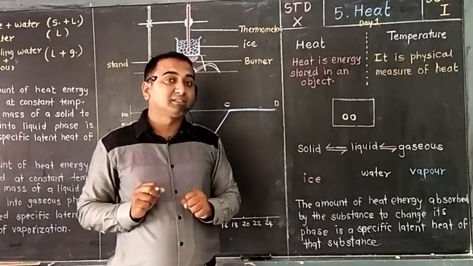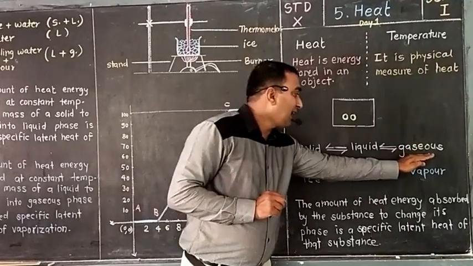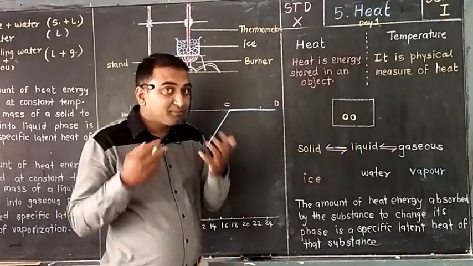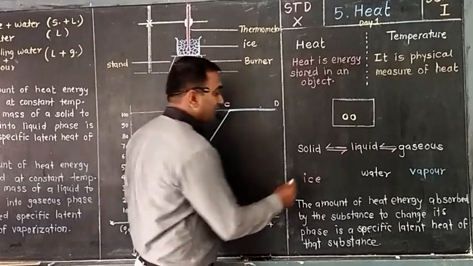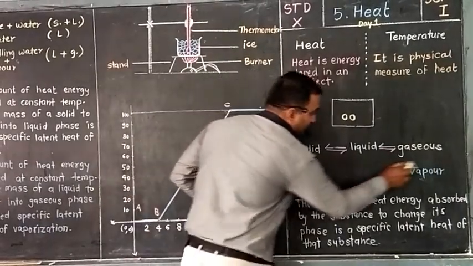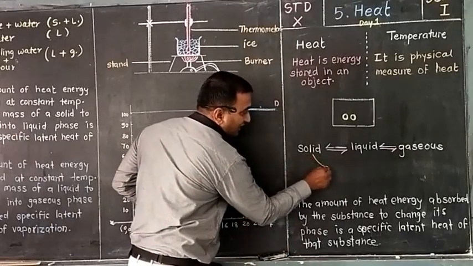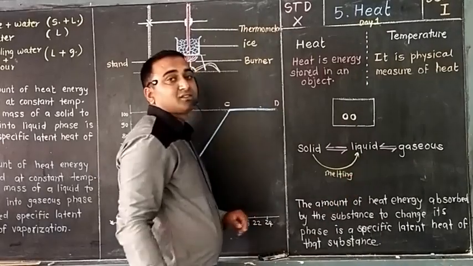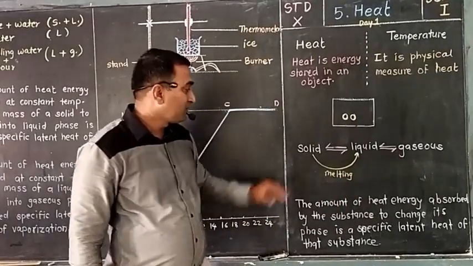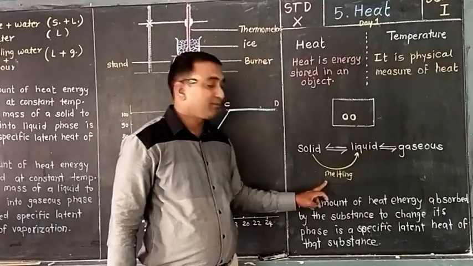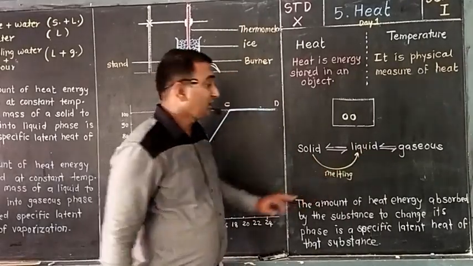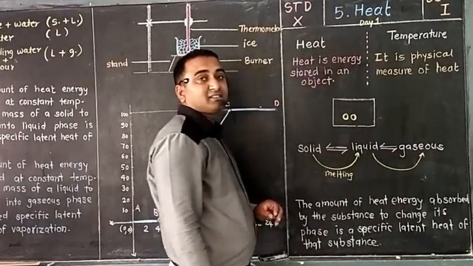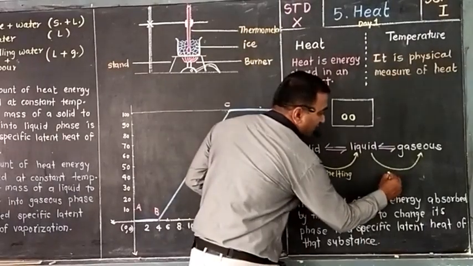Suppose you want to remove heat from that object, then definitely gaseous will convert into liquid and liquid will convert into solid. So what is the process by which solid converts into liquid? See, if you focus on this part, when solid converts into liquid, this is called what? Melt. So it is melting. So what is melting? The process by which solid converts into liquid is called melting. Then what about the liquid and gases? The process by which liquid converts into gaseous, that process is called what?